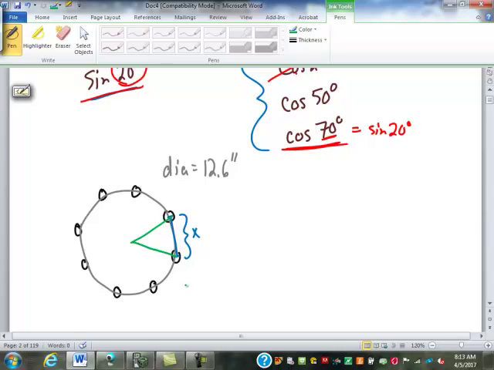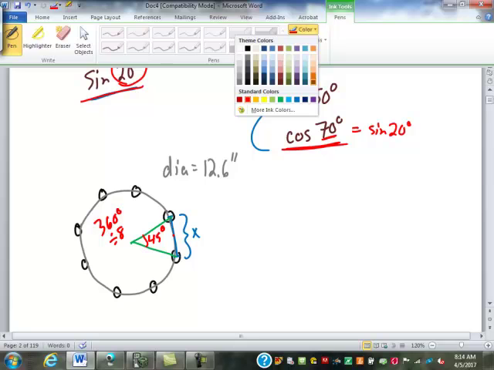We create that triangle from the center of one hole to the center of the next hole to the center of the circle. And we know this angle here has to be how much? Well, the full circle is 360 degrees, and there are 8 gaps here, so we divide by 8. That's going to be 45 degrees.